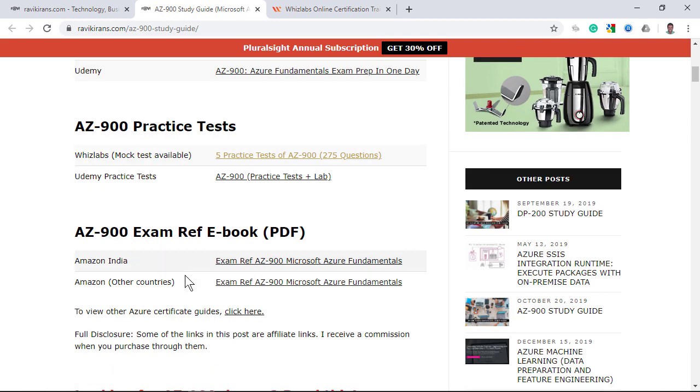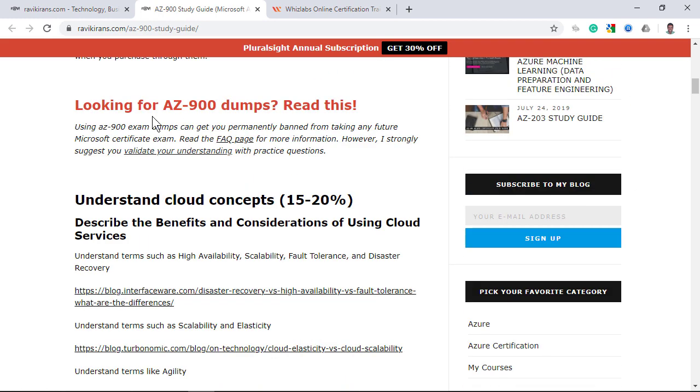You also have a reference book if you would like. Again, if you're thinking of using AZ-900 dumps, please don't, and you can read the information here in the FAQ page. I would strongly suggest you take the practice test, because if you do not take the practice test, you would not get a feel of the exam, and the exam environment will be pretty new to you, and there are chances that you may not be able to do well because you have not had a similar environment or situation before.